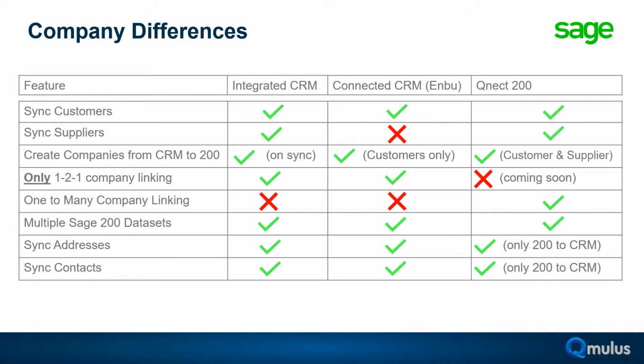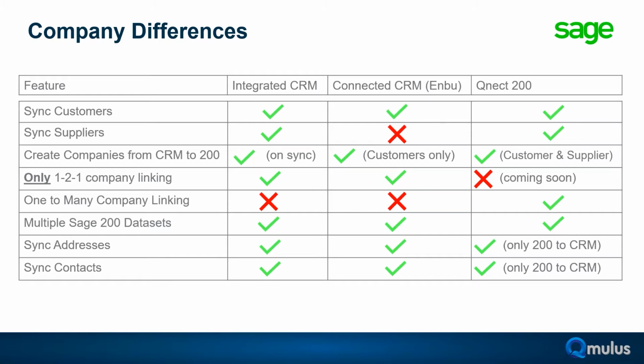For syncing addresses and contacts, integrated and connected sync both of those, and that's great. However, Qnect 200 at the moment only syncs from Sage 200 to Sage CRM. So any addresses or people added in 200 will come across into CRM. It doesn't go the other way at the moment, and this is semi by design. We're working with Sage to survey the base, so you should have a survey come out at some point, finding out how they want that to work.